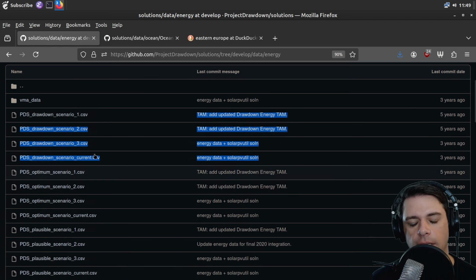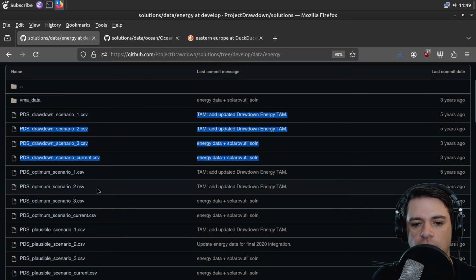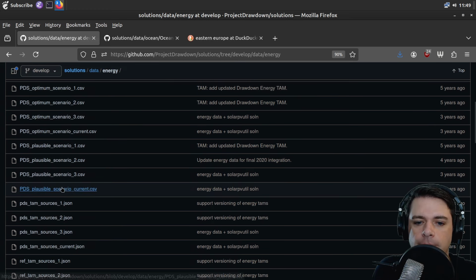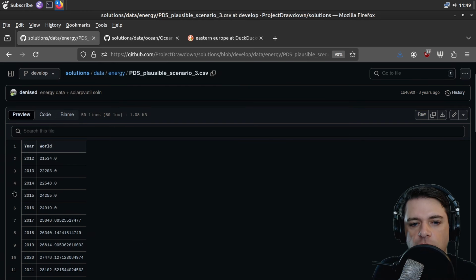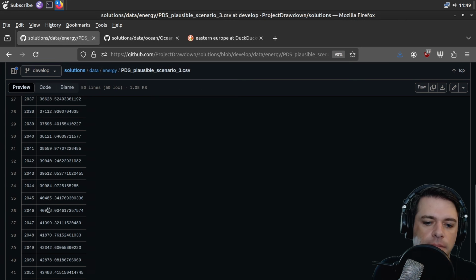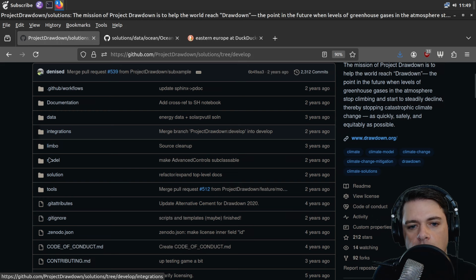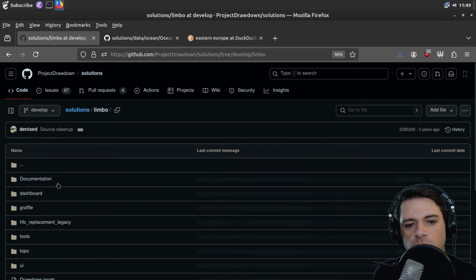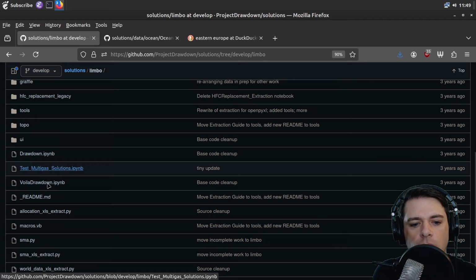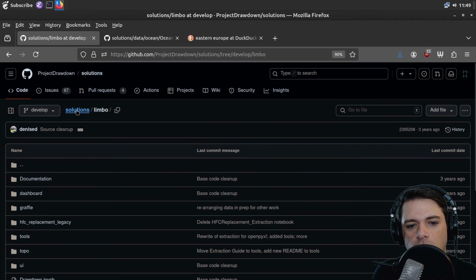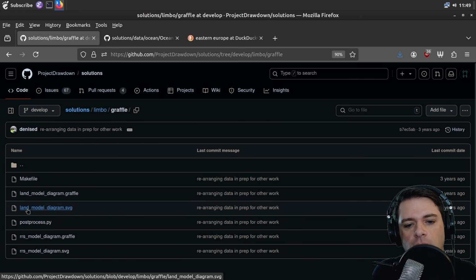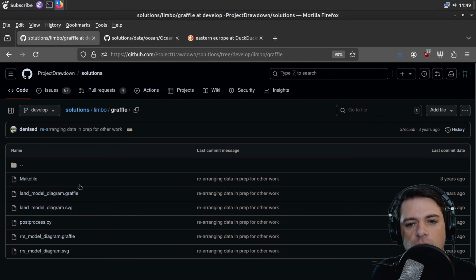And these are divided into drawdown scenarios. How about we just pick scenario 3? I don't know what these numbers are, but there's some measurement. These are obviously years, and presumably these are just projections. And we have limbo. Is limbo where software is in limbo, or is limbo where the earth is in limbo? These have things like some dashboards, some graphal, which is maybe omnigraphal related. Some vector graphic stuff.